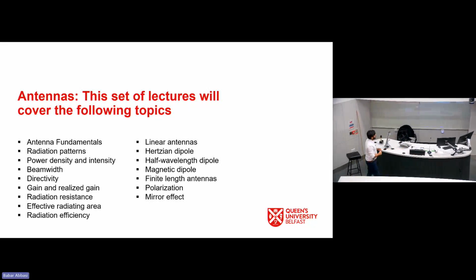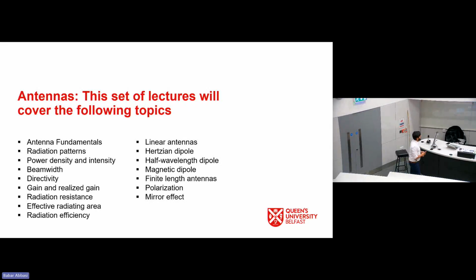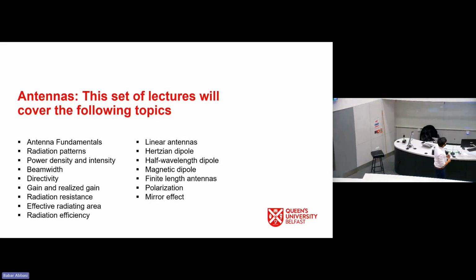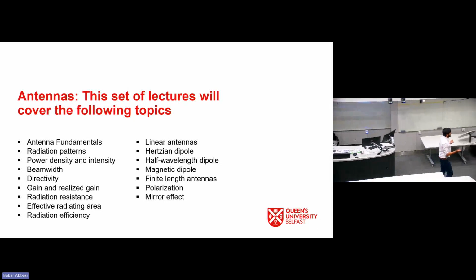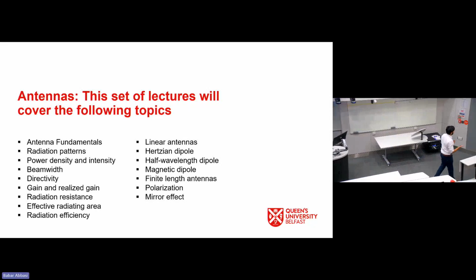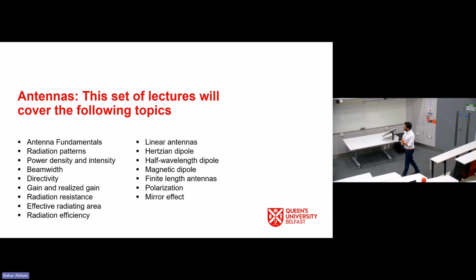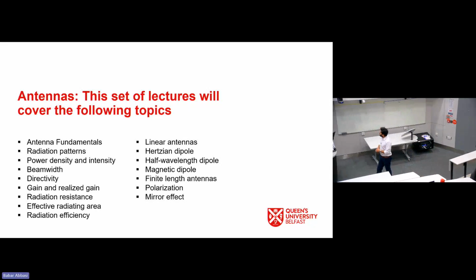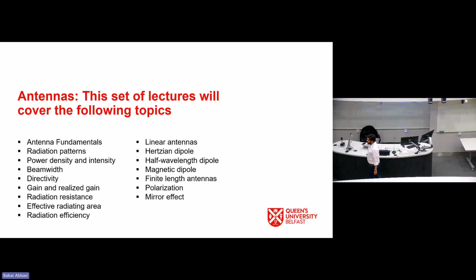And then from linear antennas, we expanded our discussion to the Hertzian dipole and half wavelength dipole. We also looked at how we can build a simple electric dipole using a magnetic loop. So the magnetic dipole is also another form that we generally use. And today we are going to cover finite length antennas, polarization and mirror effect, and some additional topics.